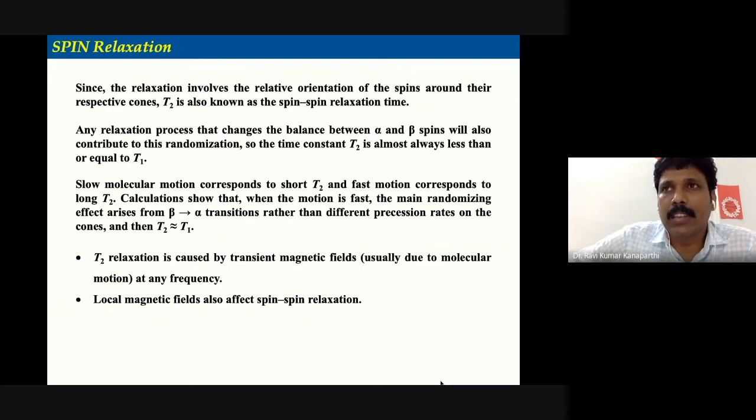So the excess energy, which originated because of the pulse application, will try to dissipate, to distribute to the surroundings, and then it will come back to the original state. Re-establishing the population happens through dissipation of energy to the lattice. Lattice is nothing but the surroundings. That is why people also call it spin-lattice relaxation. And the second relaxation is spin-spin relaxation.